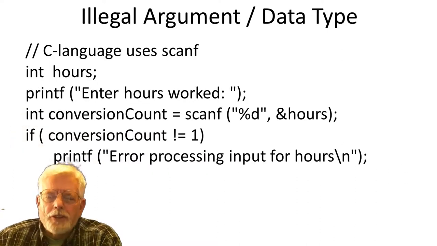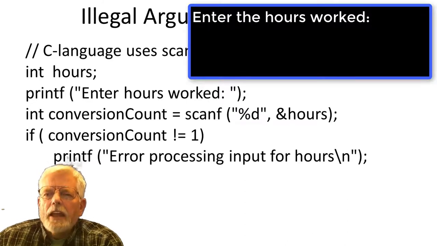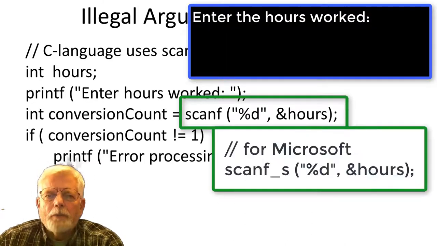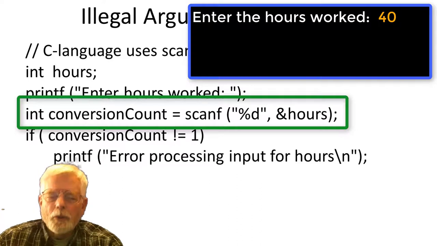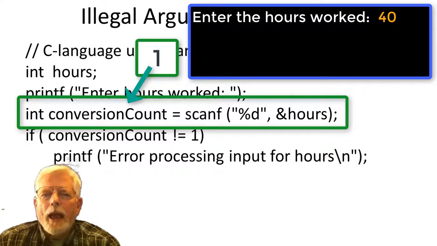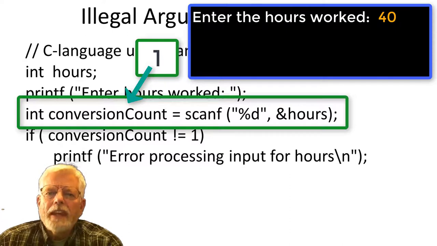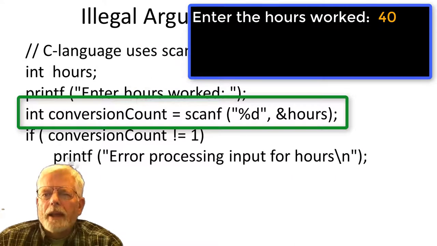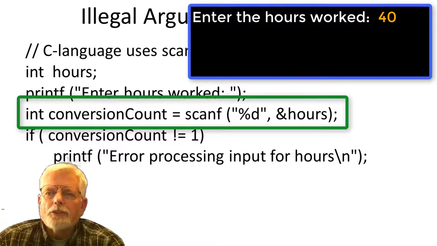If I look at the C version instead of C++, we're using scanf, although if I'm using Microsoft, then I have to use scanf underscore s. What scanf does is it returns a numeric value to indicate how many things scanf was successful in converting. Right here, we are expecting to convert one value. So I can say int conversion count equals scanf, open parentheses, quote, percent d, quote, because I'm expecting an integer. If I was expecting a floating point value, I'd use percent f.